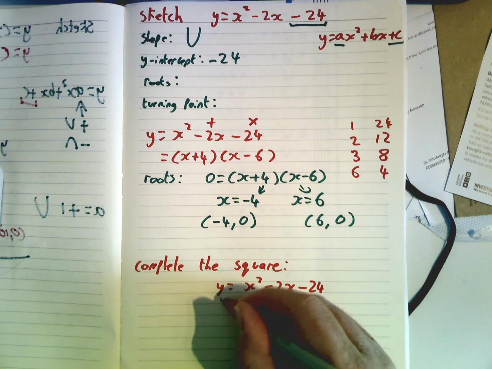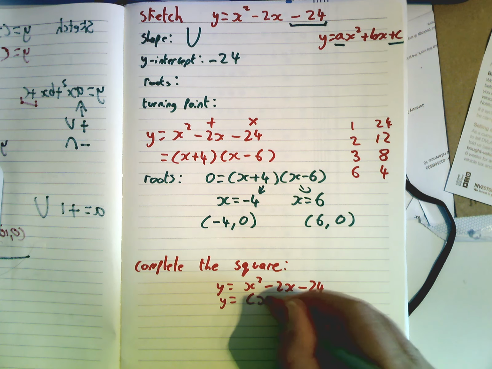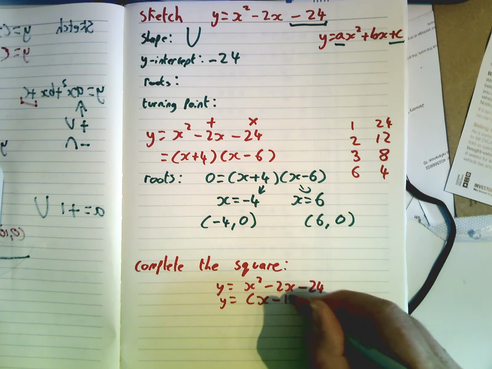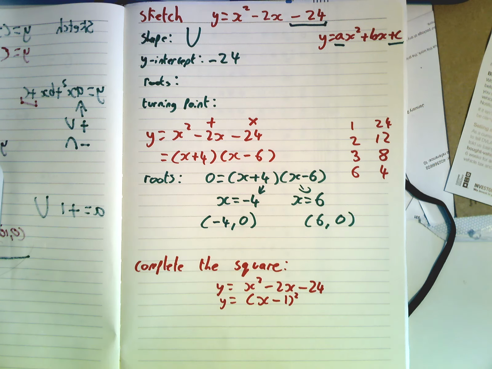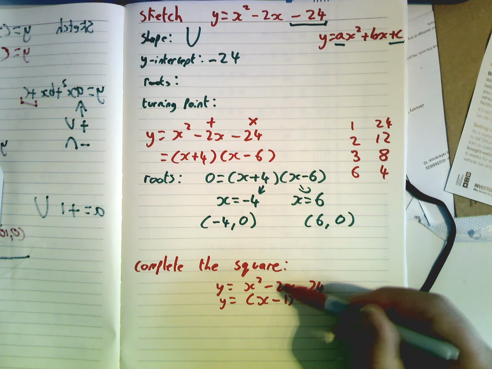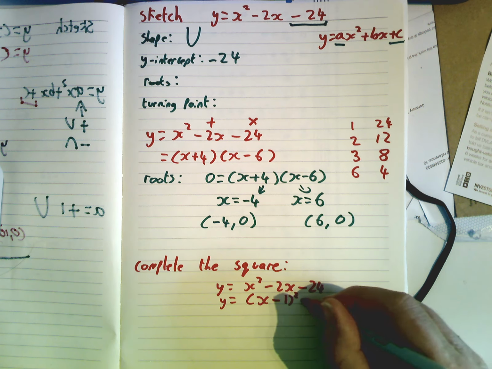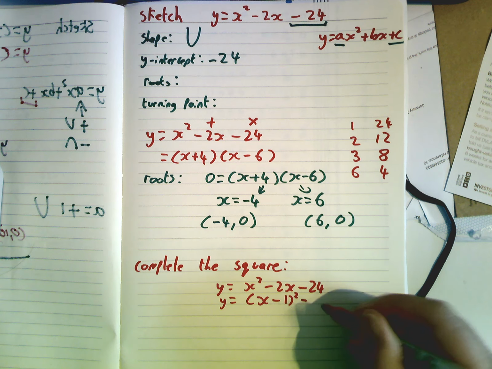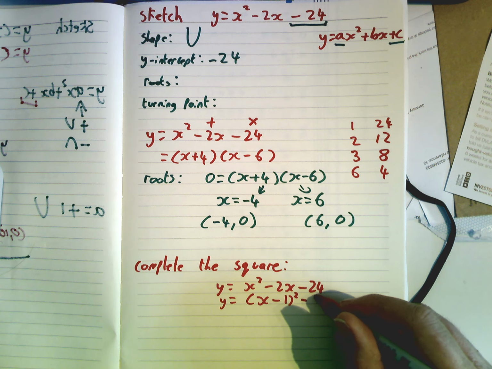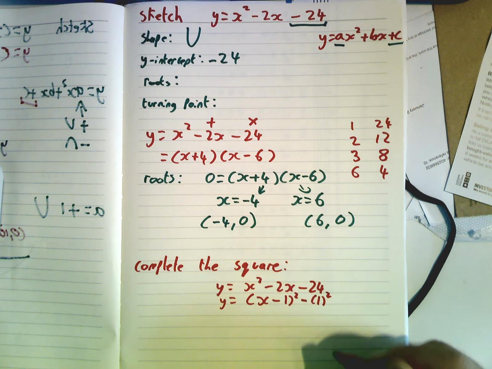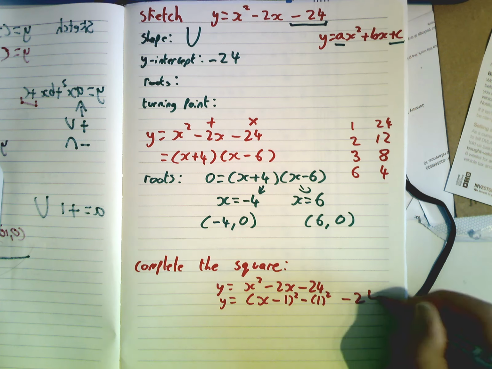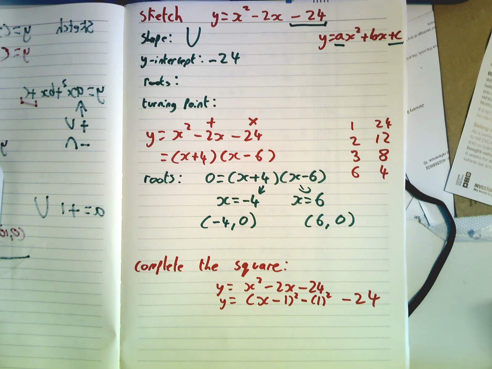What we do is we put x minus 1 squared in a bracket. So we take the coefficient of x and half it, and then we take that away. We take whatever we put in this bracket, we take that squared away from the bracket, and then we've still got that minus 24. Okay, so again, revisit completing the square if I've lost you there.